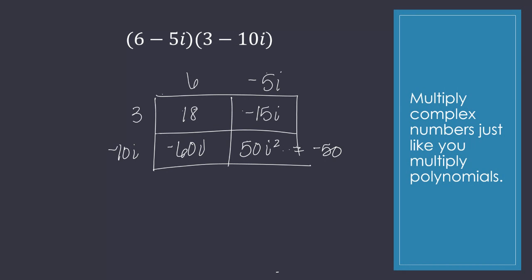So now I'm going to combine my like terms. So 18 plus negative 50 is negative 32. And negative 60i plus negative 15i is negative 75i. There we go. I have multiplied that out and I am done.